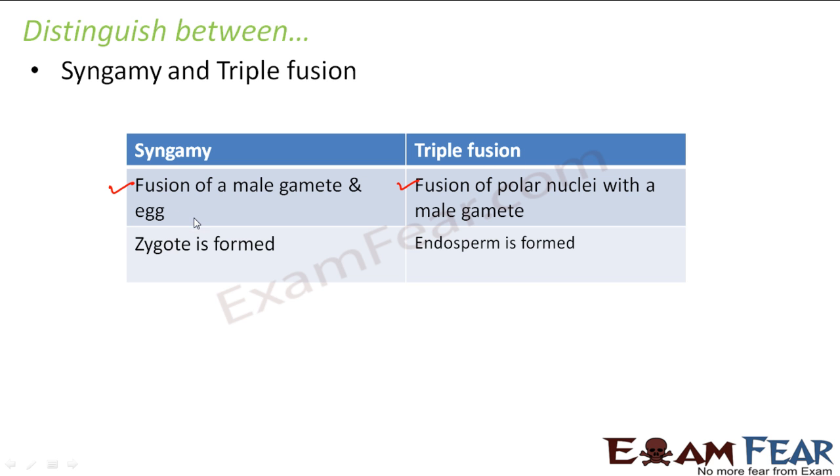So what is the result of syngamy? Zygote is formed which later develops into an embryo, and the result of triple fusion is endosperm is formed. So the zygote starts developing as an embryo, and this endosperm keeps providing nourishment to that developing embryo. So this is the difference between syngamy and triple fusion.